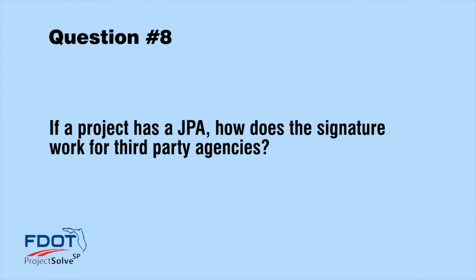Yeah, the next question is, if a project has a JPA, how does the signature work for the third-party agencies? Sarah, could you explain what a JPA is? I can help with that. That's a joint project agreement. That's when a city agency is agreeing to do something alongside of an FDOT project. Joint project agreement would be that.